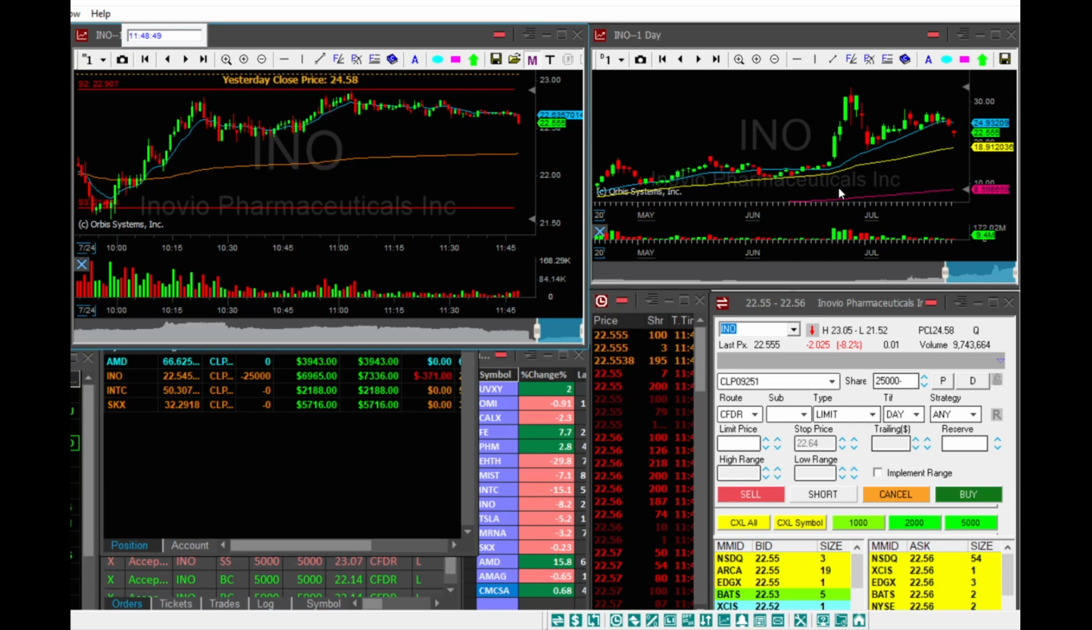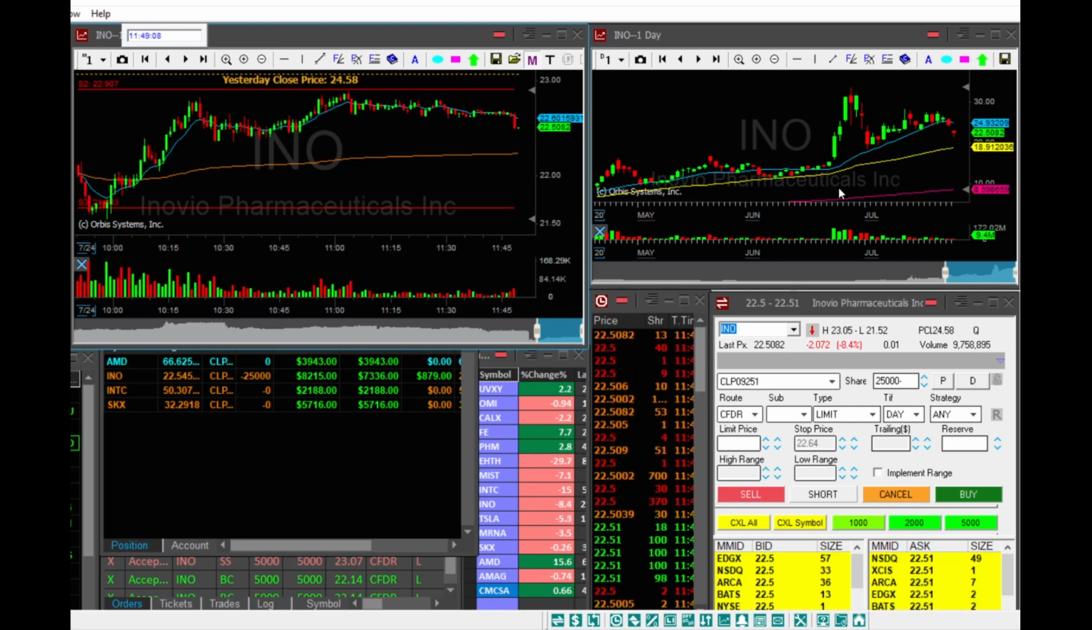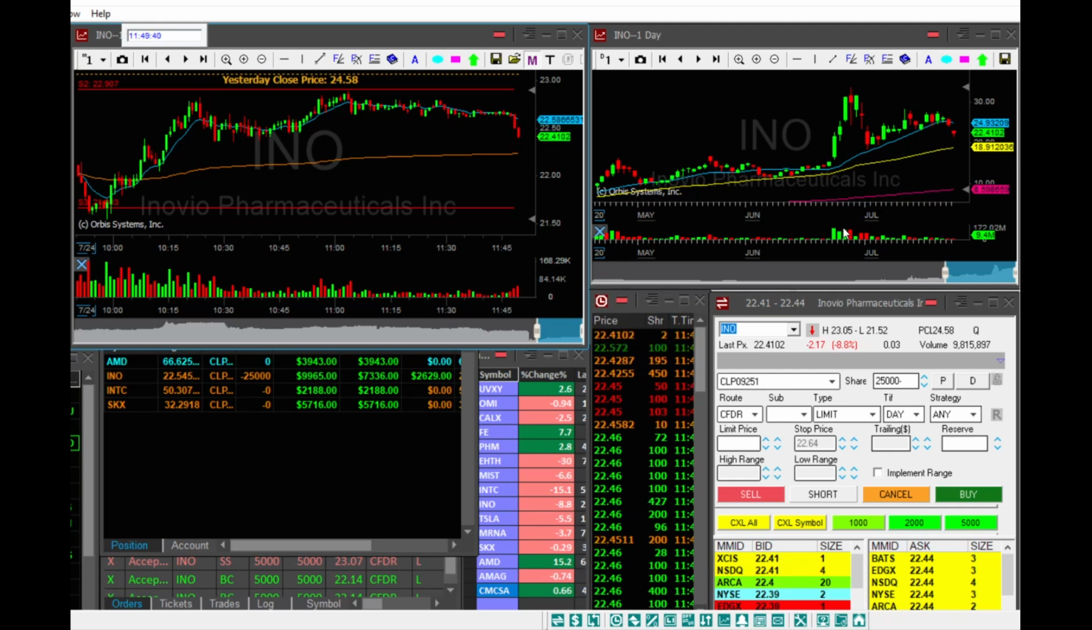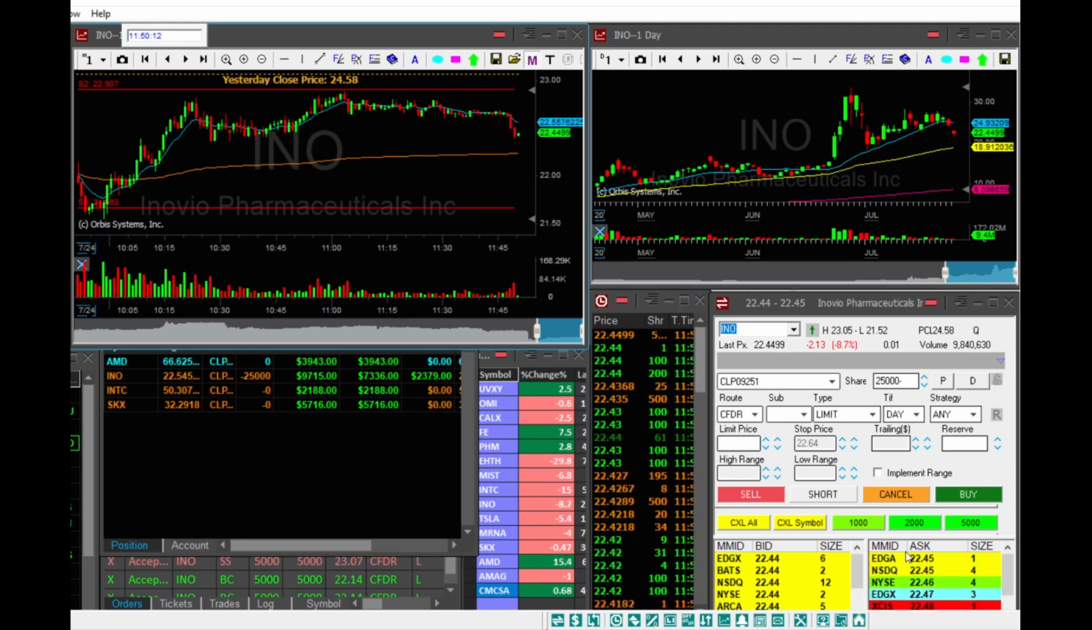Here we go. 2255, 2251, 2250. Let's see the bid closing down. Here it is, and look at the break. 2241, 2240. That's just beautiful. I will start taking partials below 2240s.